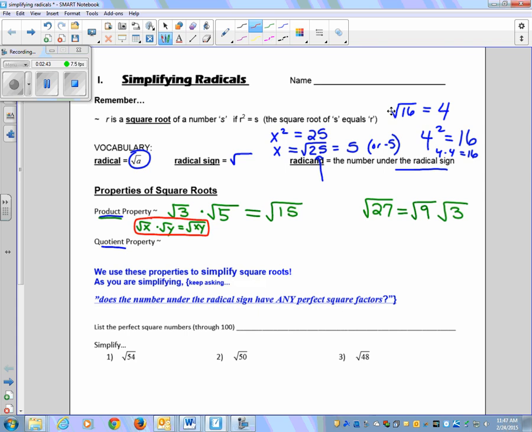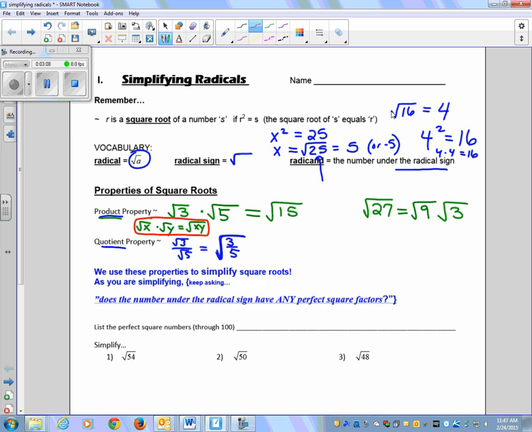Quotient property is a similar idea. It says if you have the square root of, let's say, 3 over the square root of 5, you can write that as the square root of 3 over 5 with one big radical sign and combining the numbers as one fraction underneath.